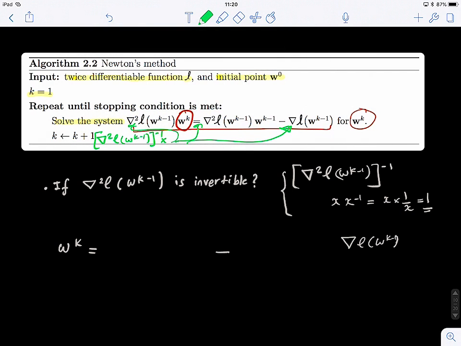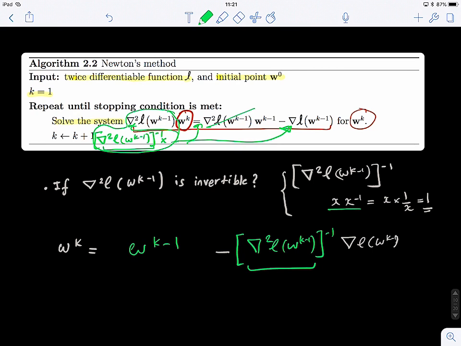So what do you get? It's quite easy. If you multiply by the inverse of the Hessian matrix, this quantity will be equal to 1, so we multiply the left side. We are applying this rule, multiplying x and x inverse gives 1. That gives us WK, and here it also disappears, so we have WK minus 1, minus what? We need to multiply the inverse of the Hessian matrix right here by the gradient.